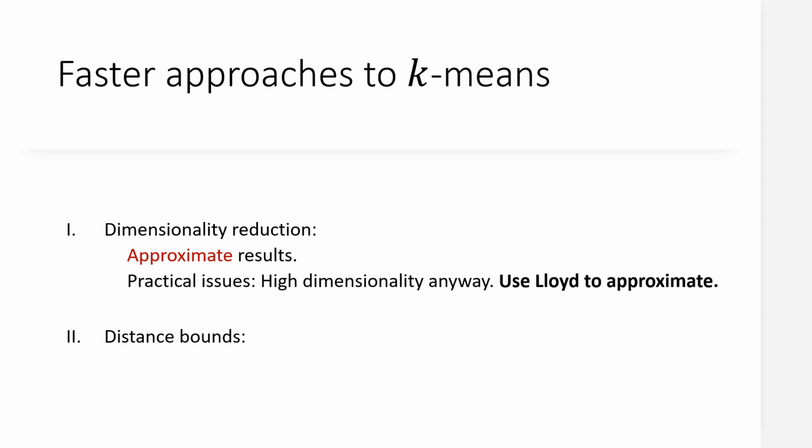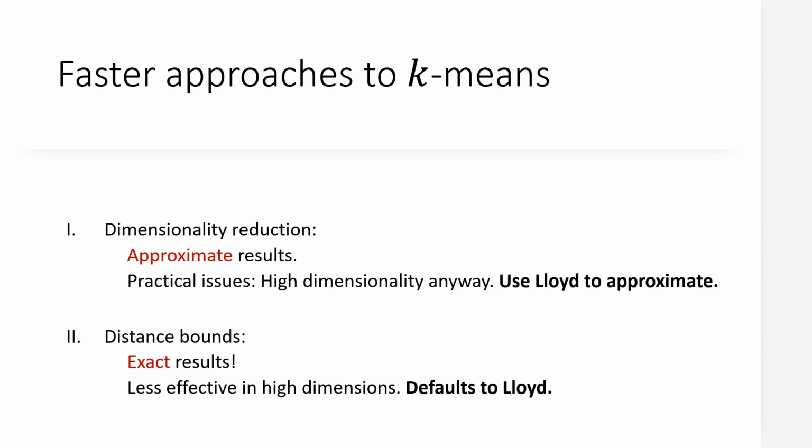Another approach is distance bounding, where we can get the exact results. This is often done with the triangle inequality to basically set some bounds for whether or not we are close to a given cluster centroid, such that we can ignore all other centroids.